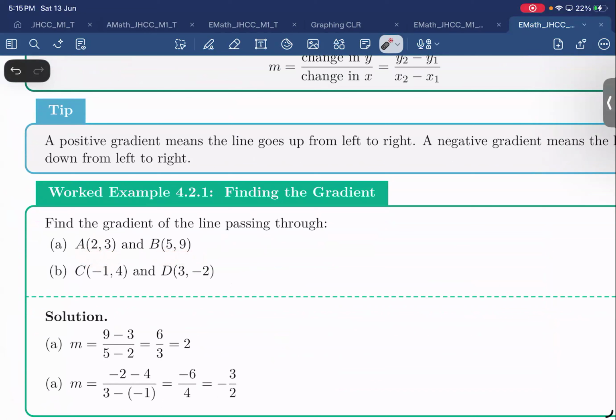And for the second one, similar. Make sure to use brackets. When calculating gradient, the only caveat is you put brackets. So minus this, same thing, -2, -4. Now 3, make sure you put minus or -1, then it's going to be +1. So it's -6 over 4, which is -3 over 2. Always put a bracket, whether it be this chapter or algebra or all these chapters, always put brackets.